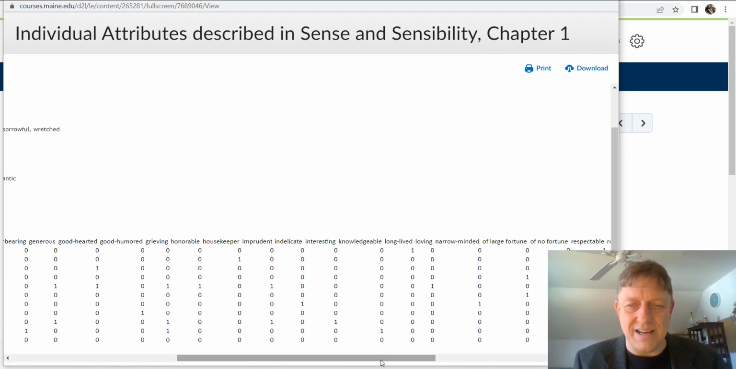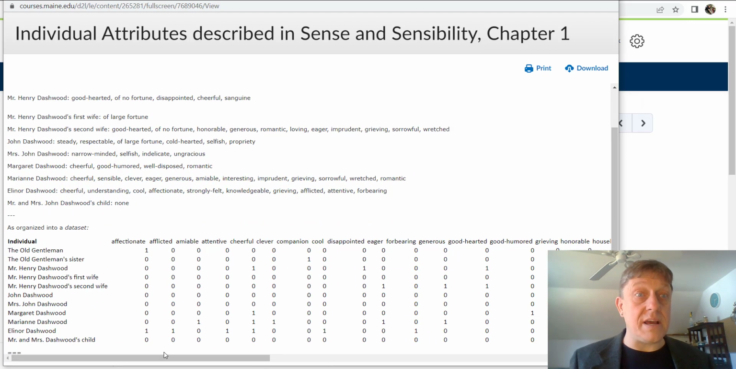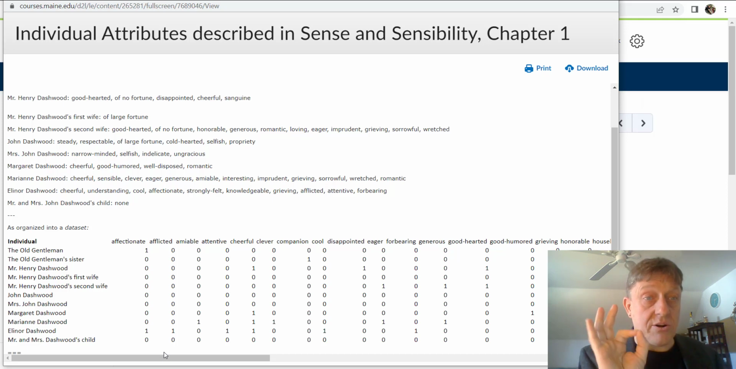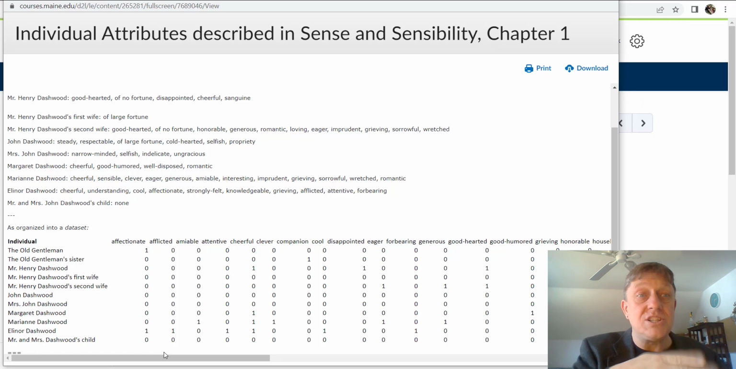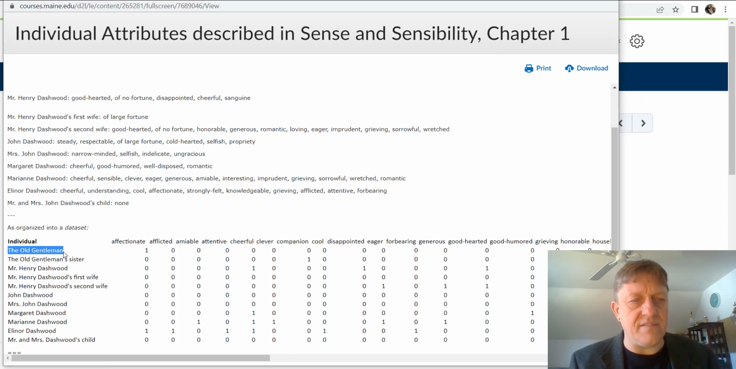Good. Let's scroll down. You'll notice that there are zeros and ones, and only zeros and ones, which means that there are two possible values. A zero, typically in a data set, means this is not present. Whatever the variable is, it's not present. And a one means, yes, it is present. So in the upper left-hand corner, we can see the old gentleman, who's an individual, and the characteristic affectionate is present. However, the old gentleman is not described as afflicted. The value of afflicted for the old gentleman is 0.